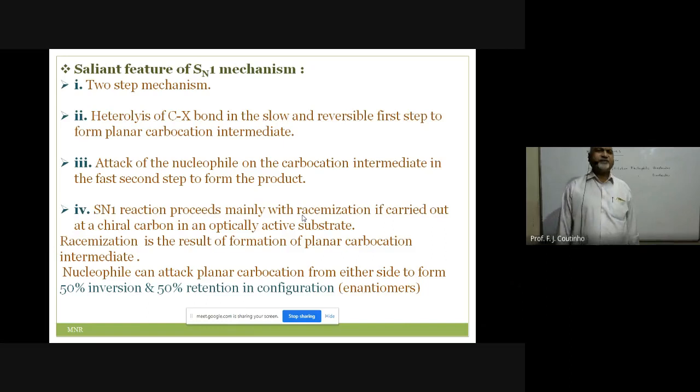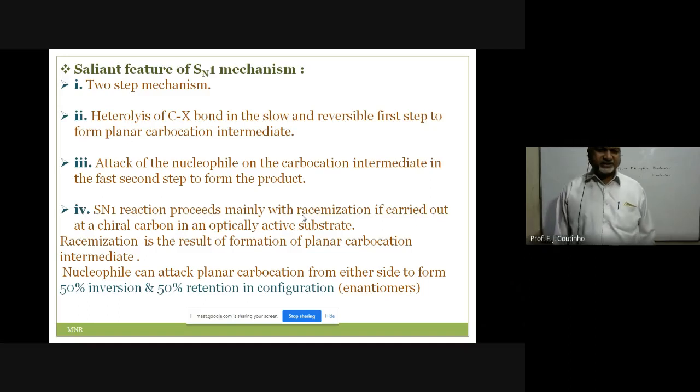Now, what are the salient features of this SN1 mechanism? First of all, it is a two-step mechanism. First, there is a breaking of the carbon to bromine bond. Second, there is attack of the nucleophile, and that's why it is a two-step. The first step is slow. The second step is very fast. So there is a two-step mechanism.